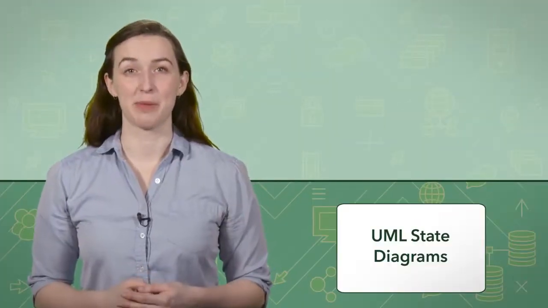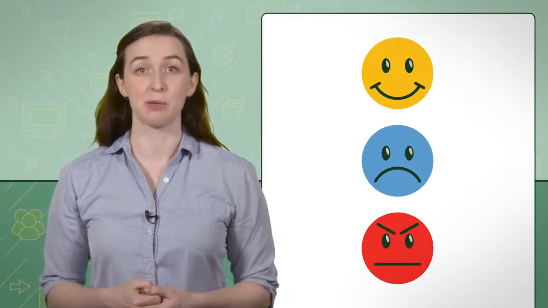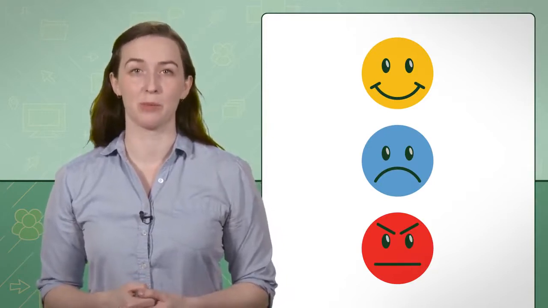Now it's time for you to learn about UML state diagrams. A state diagram is a technique that you can use to describe how your system behaves and responds. When an event occurs, you note how a system acts or behaves. Let's think of a person. To make things simple, let's say that this person can have 3 different emotional states: happy, sad, and angry.